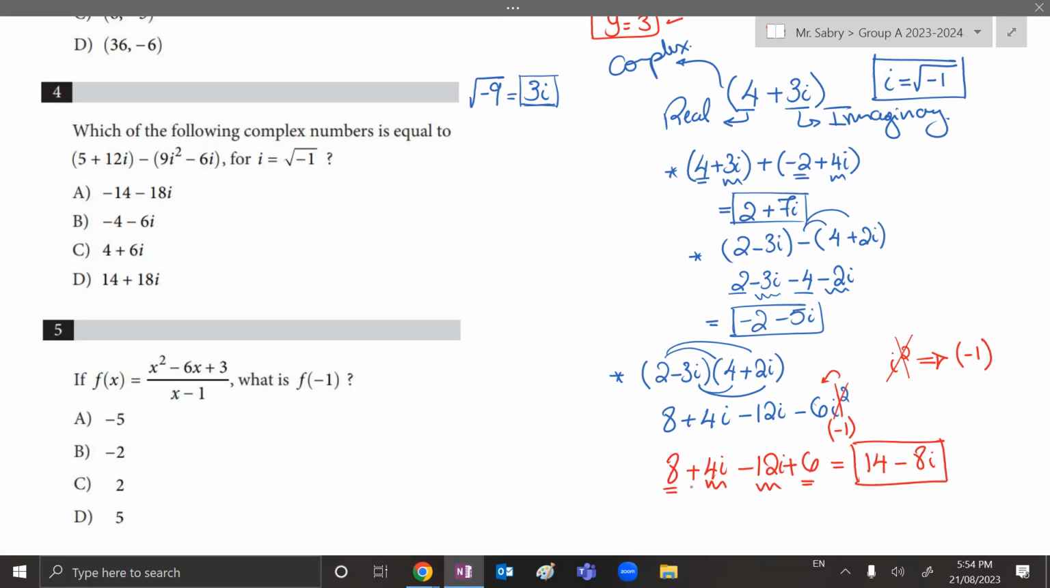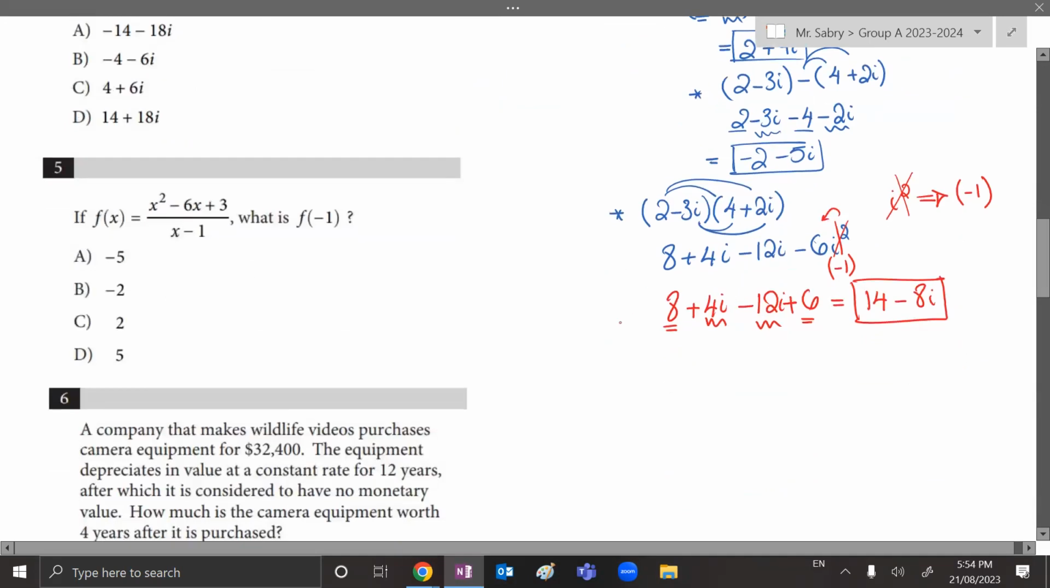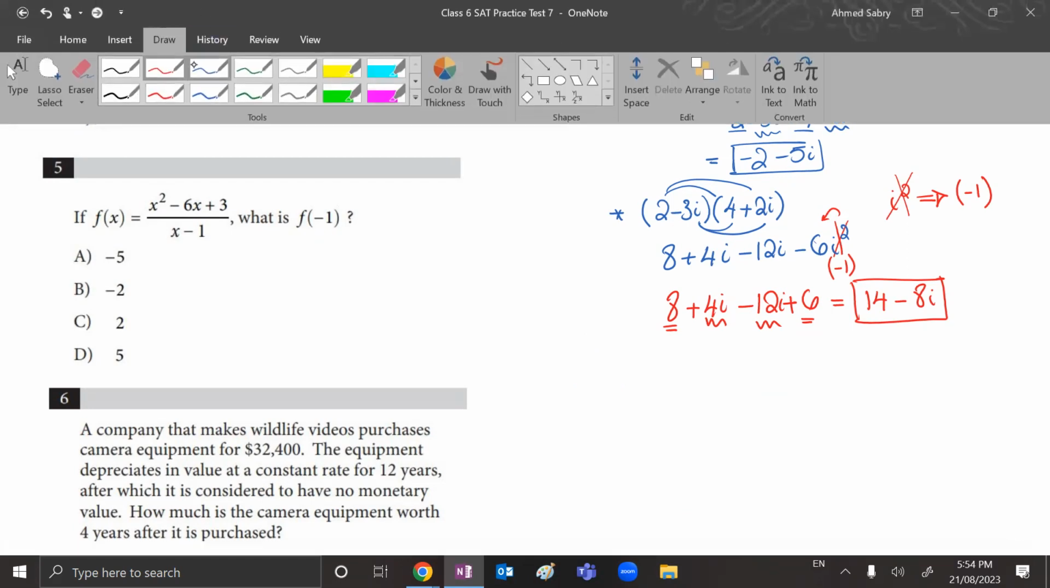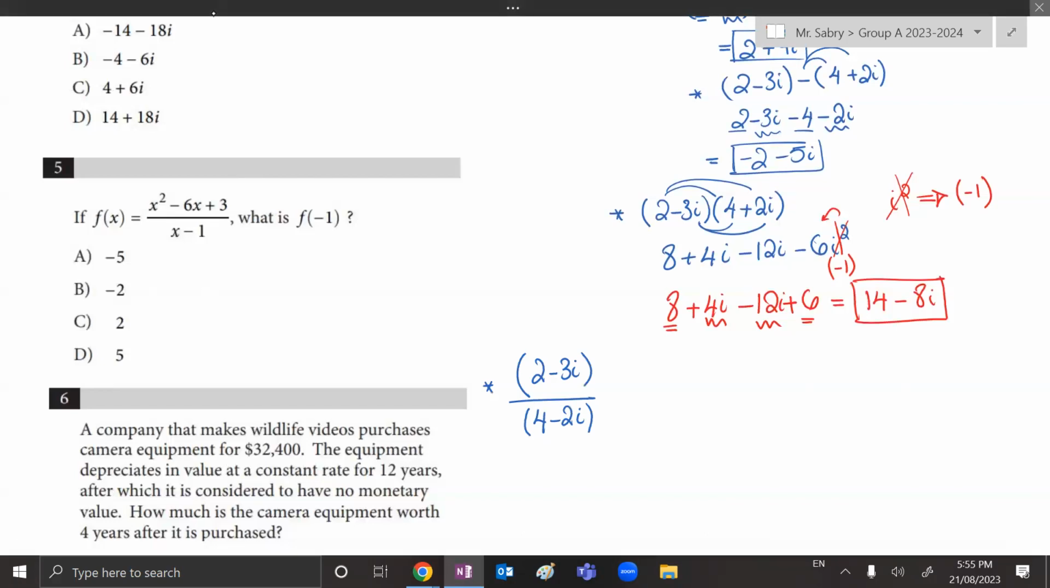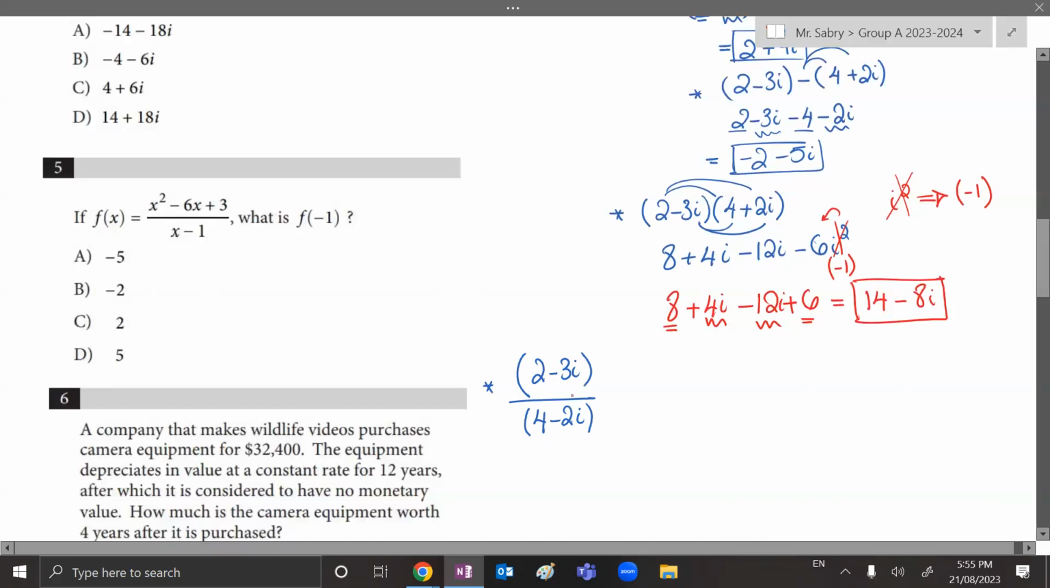Okay. Finally, the hardest among them all, which is the division. So when we divide complex numbers, let's say we have 2 minus 3i, and then over 4 minus 2i, for example. This is the question. So we're dividing these two. What we do is the following. We take only the denominator.